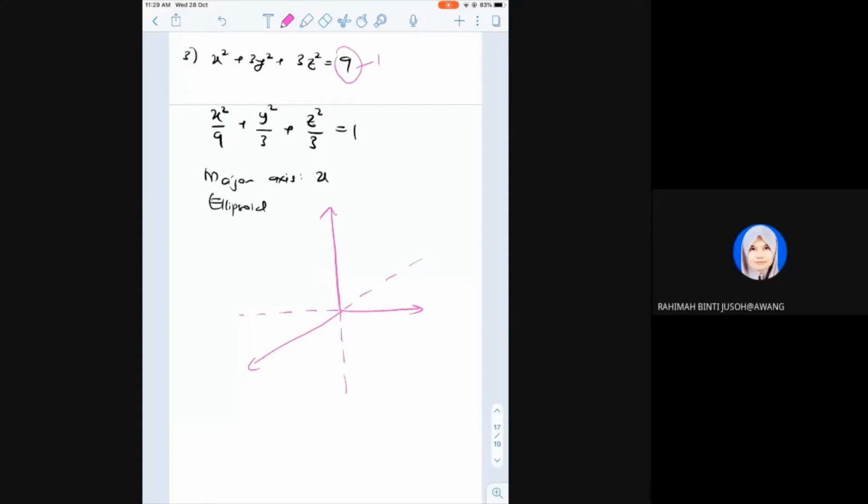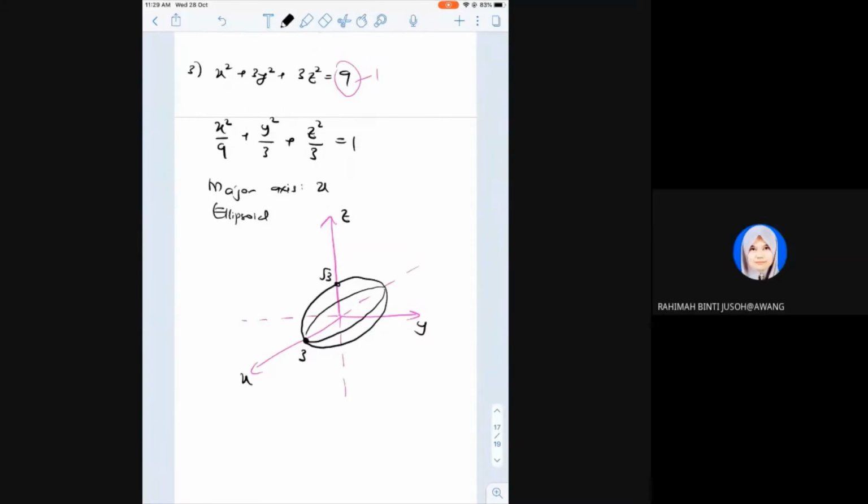X, Y and Z. So X, you kena buat dia lonjong. Dia ellipse, dia panjang ke arah X. Atas, bawah. Okay. So the value here is 3. The value here is square root 3. Macam tu. Okay. Alright. Now, yang ni dia adalah square root 3 kan?